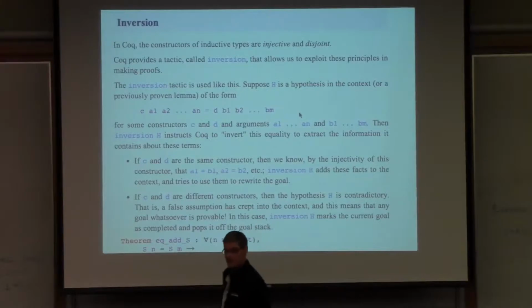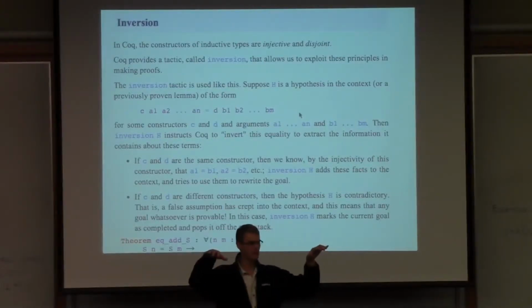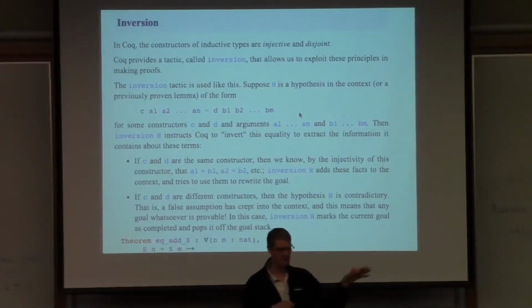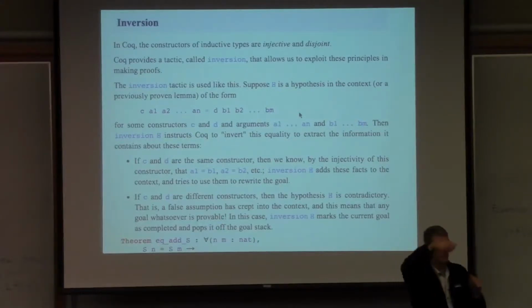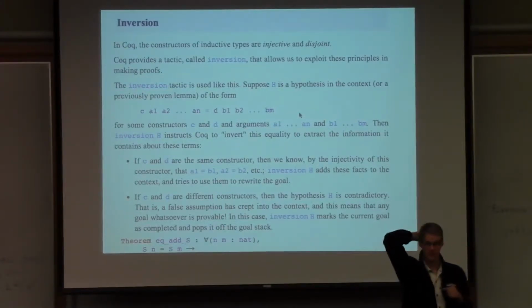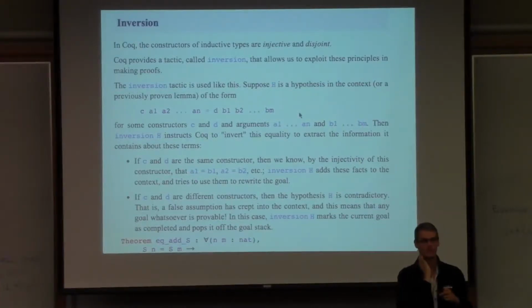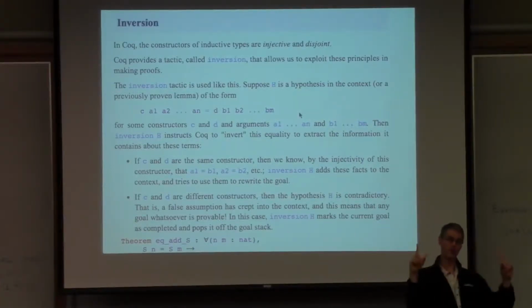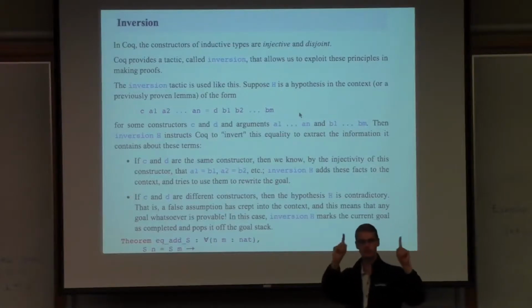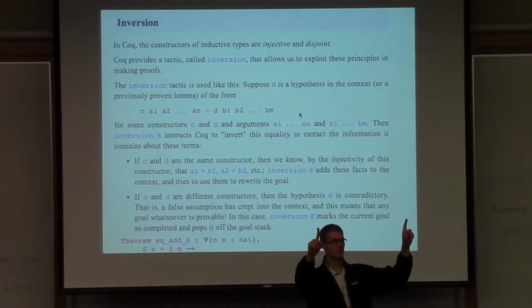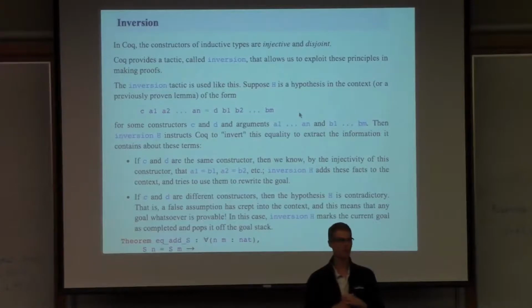Now, what about the case where C and D are the same? Then what do we know? So we've got C applied to some list of arguments and C again applied to some list of arguments. First of all, the lengths of the argument lists must be the same because it's the same constructor and a constructor has a fixed arity. And then each of the pairs of arguments, one on this side and one on this side, must be pairwise equal.